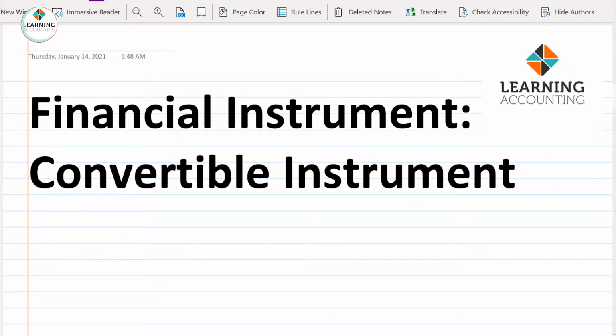Today we want to look at financial instruments, but specifically on convertible instruments. So I want to look at a question on convertible instruments that would cover initial recognition of how the instrument should be treated and subsequent recognitions. So let's jump right to the question and then we'll see what it has for us.